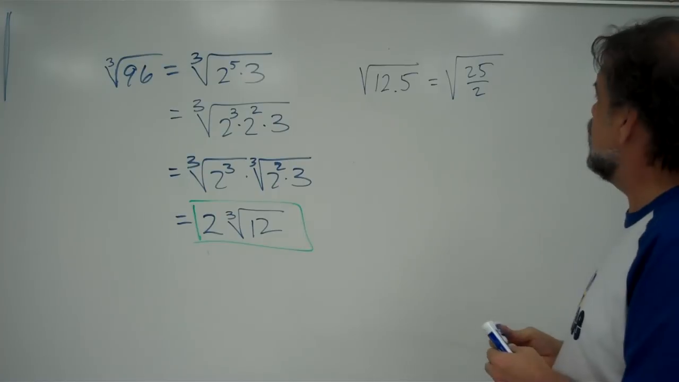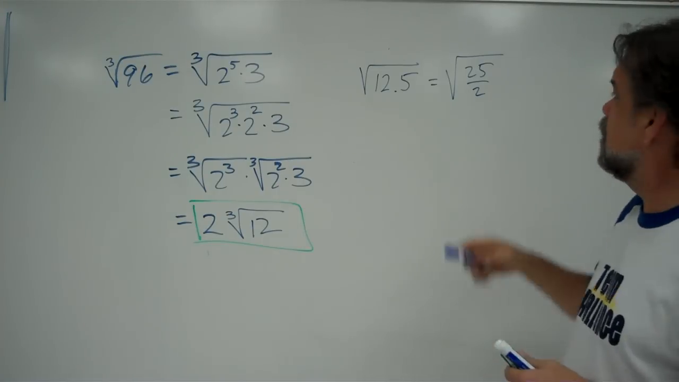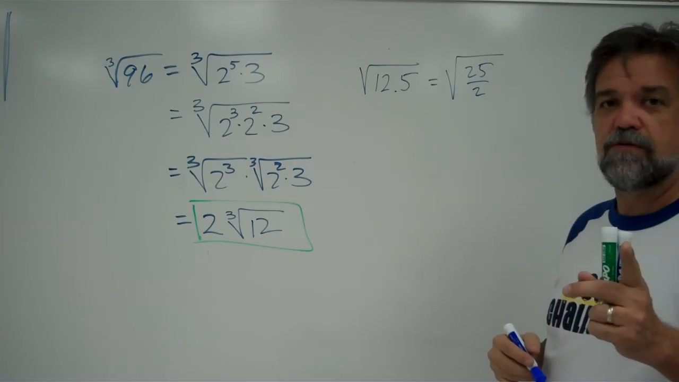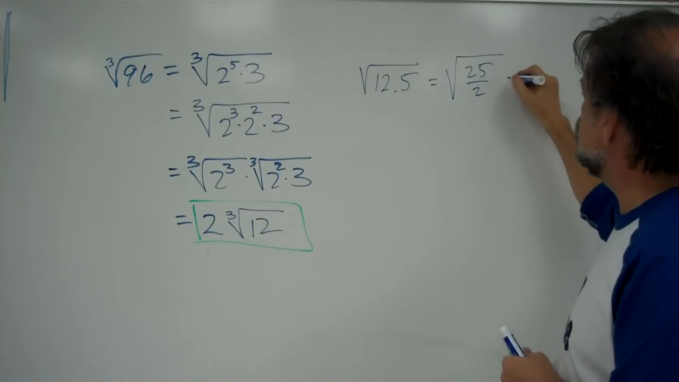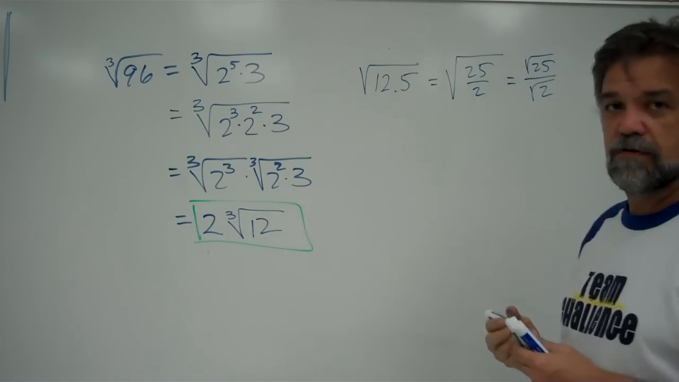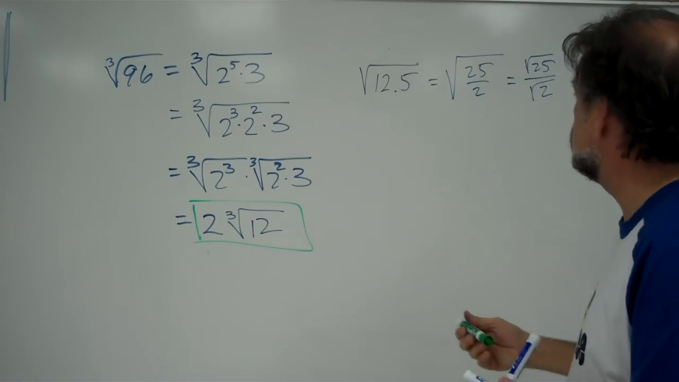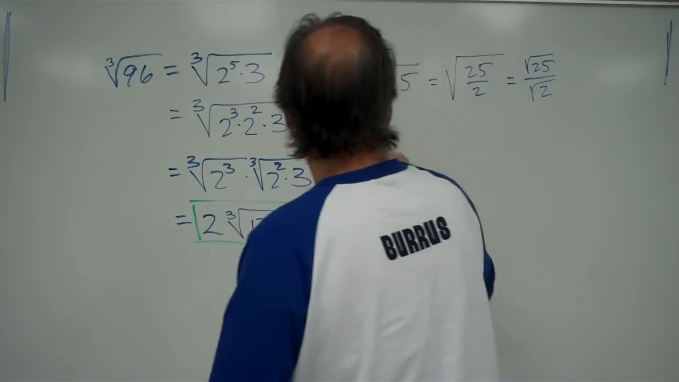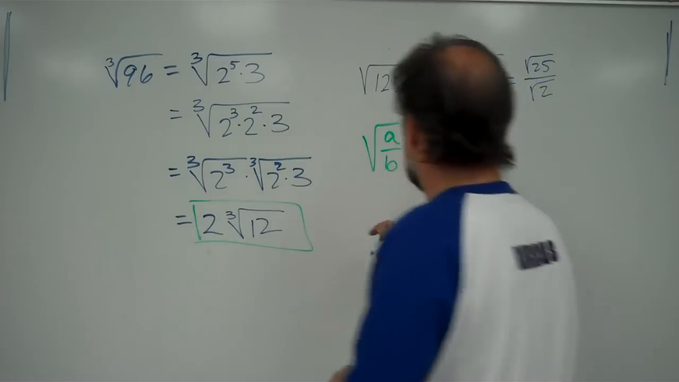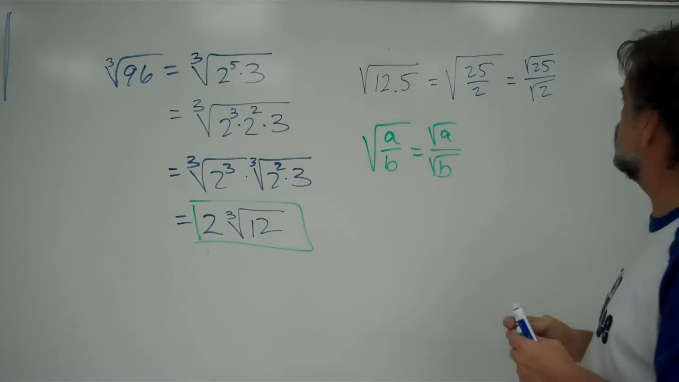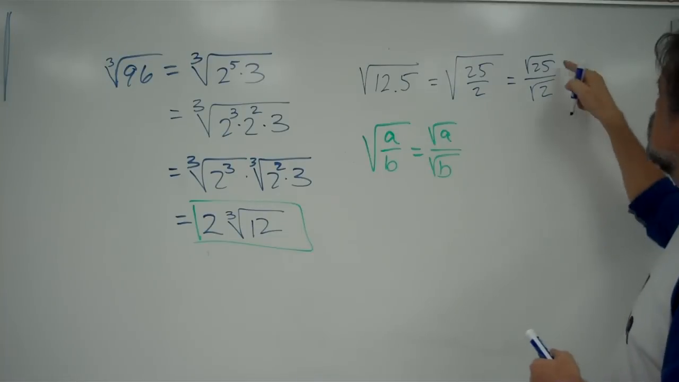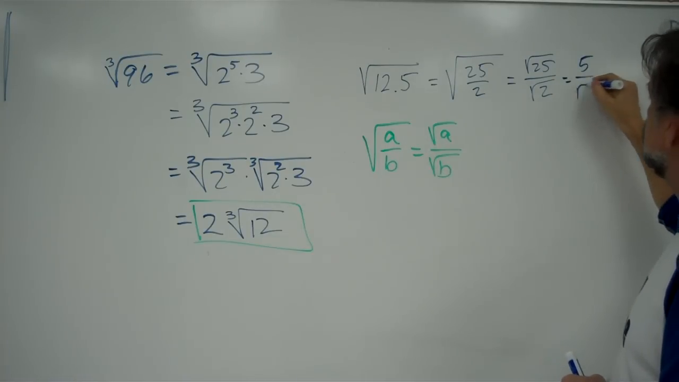All right? And now, let's take the square root. We don't know this yet, do we? What you can do is you can say, this is the square root of 25 over the square root of 2. We'll talk about why you can do that in a second, because what we're doing is we're using the fact that the square root of A over B equals the square root of A over the square root of B. So we'll check that out in just a second. Now, once we have proven that, we'll look at this and we'll say, okay, square root of 25, that's just 5. 5 over the square root of 2.